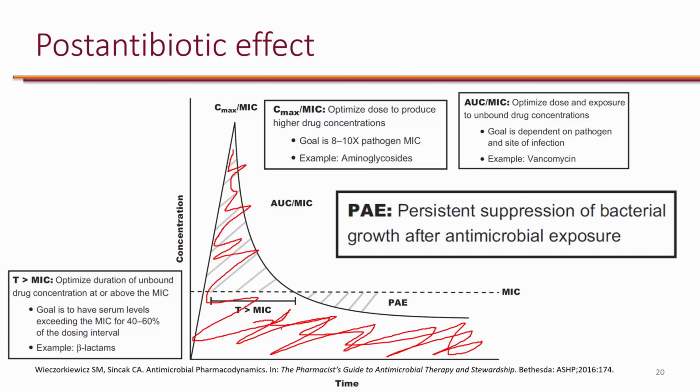Now, another thing that's specific for aminoglycosides is the concept of post-antibiotic effect. Post-antibiotic effect means that when the concentration goes above the MIC, the antibiotic starts to kill, and then once the concentration goes below the MIC, the antibiotic continues to kill for some period of time. So as you can see from here to here, the aminoglycoside continues to kill, and that's referred to as post-antibiotic effect.